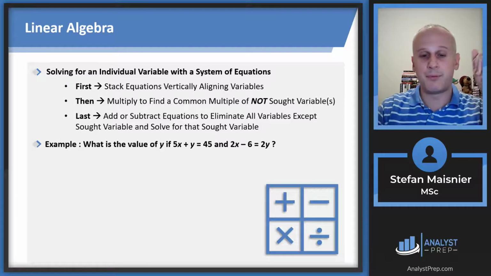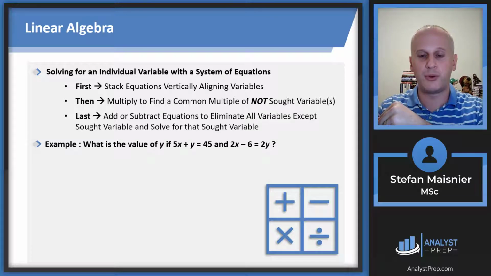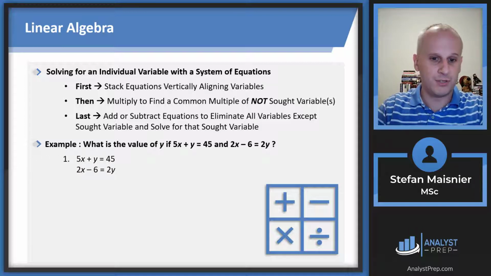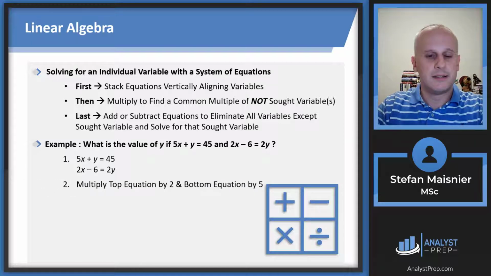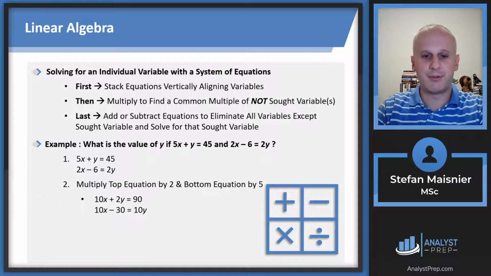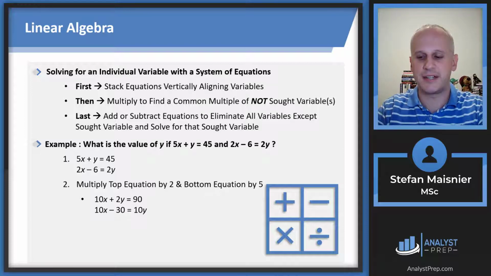So we've got an example. What is the value of y if 5x plus y is equal to 45 and 2x minus 6 is equal to 2y? So we just stack them up. 5x plus y is equal to 45. 2x minus 6 is equal to 2y. And then we're going to multiply the top equation by 2, bottom equation by 5. That produces 10x plus 2y is equal to 90, and 10x minus 30 is equal to 10y.